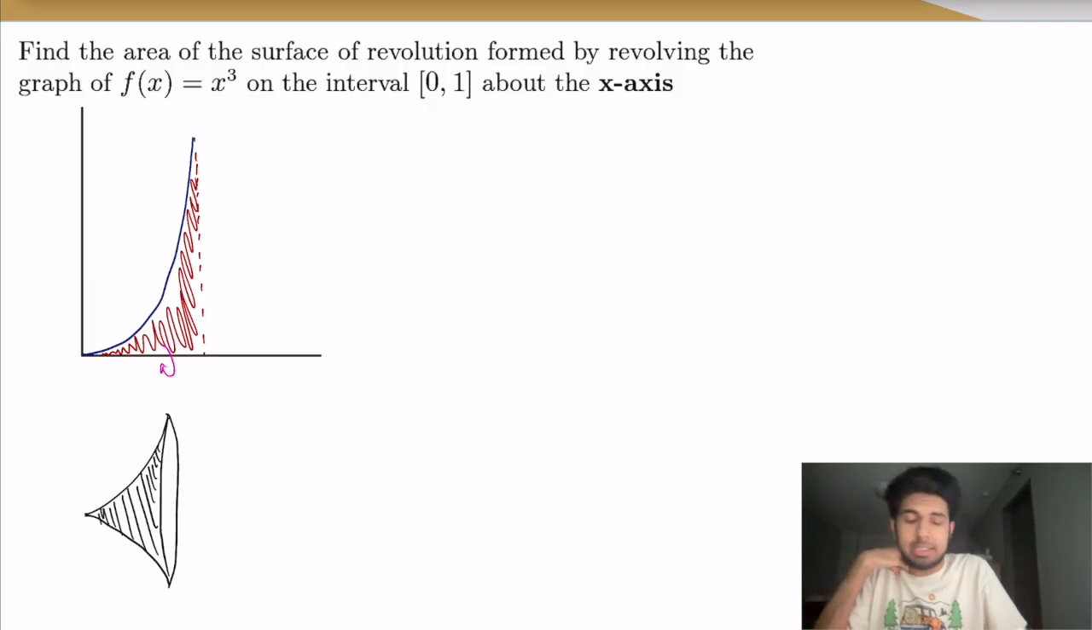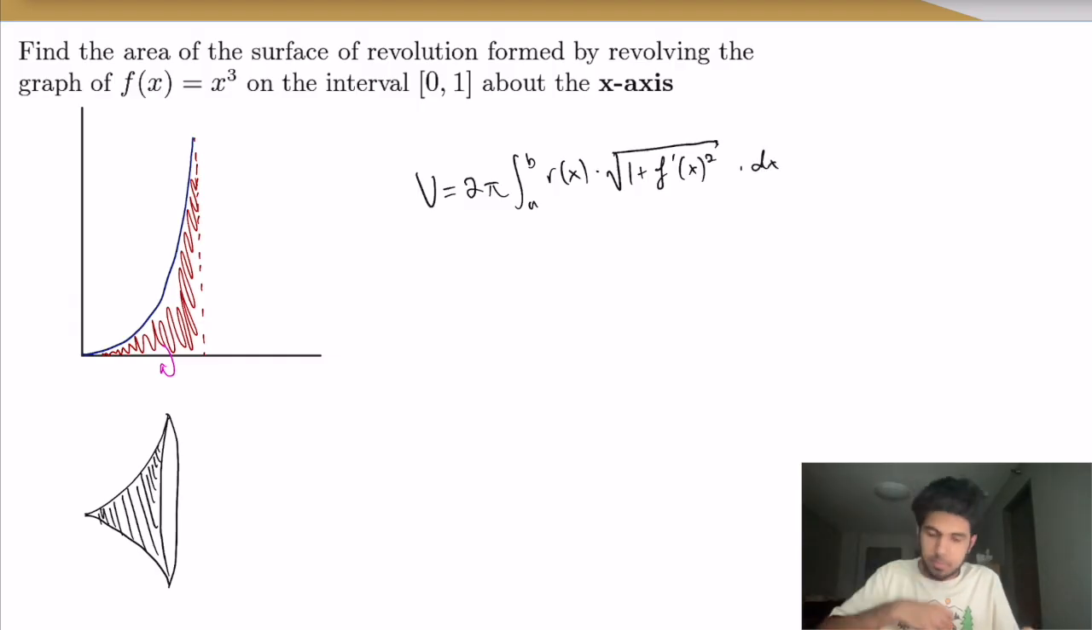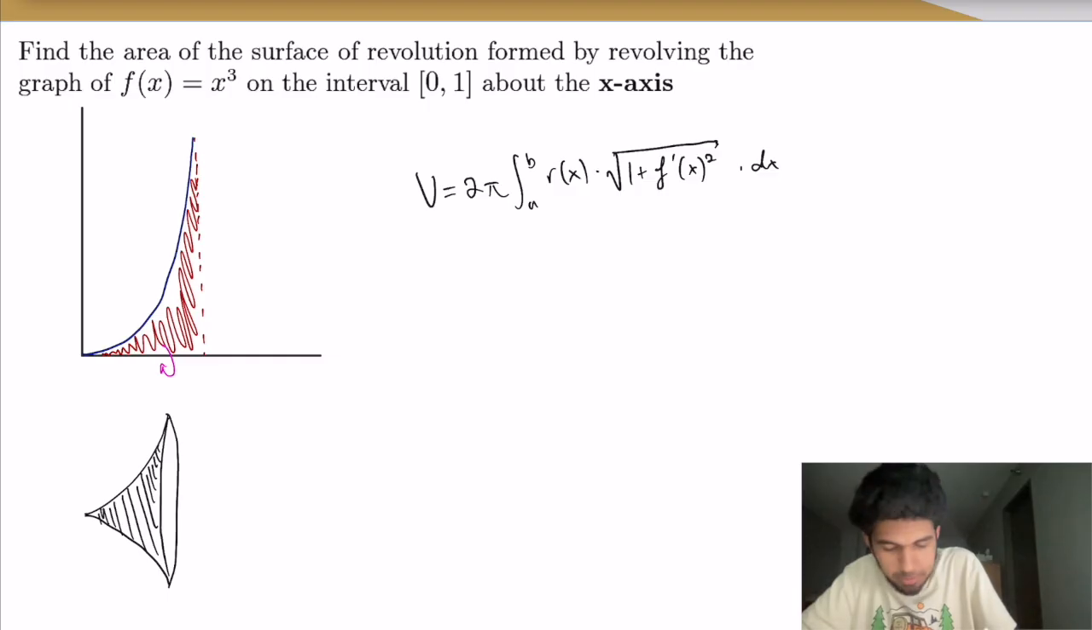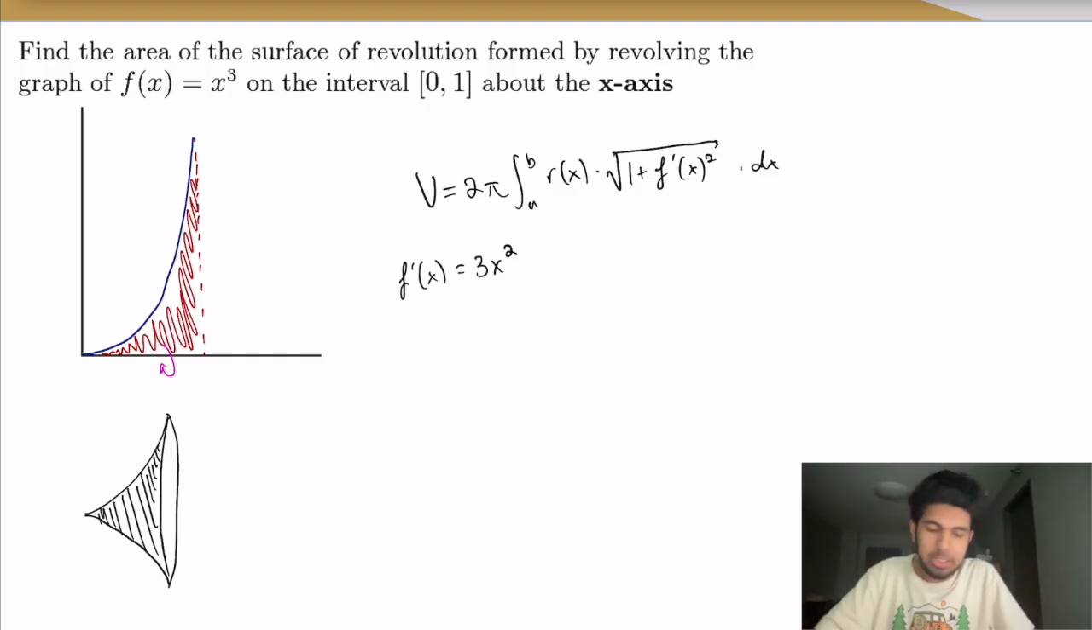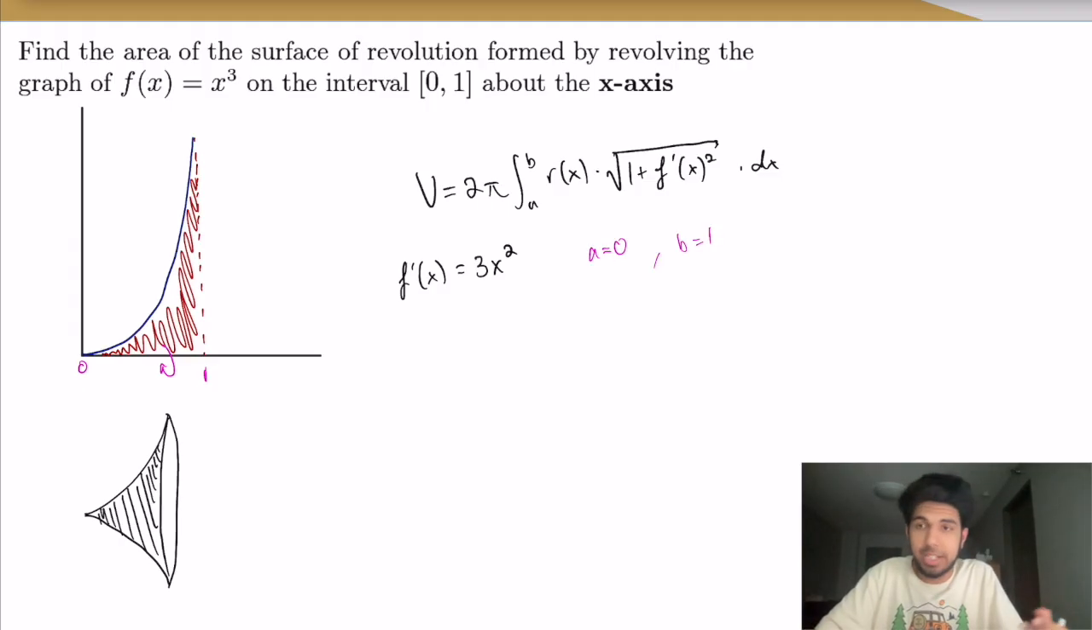We're using a horizontal axis of rotation, so it's going to be V equals 2 pi integral from a to b of r of x times square root of 1 plus f prime of x squared dx. We're given f of x, so we can compute f prime of x just by taking the derivative, 3x squared. That's great. We know our bounds of integration because we're integrating with respect to x, and the bounds were given from 0 to 1. So a equals 0, b equals 1. All that remains is to find the radius.